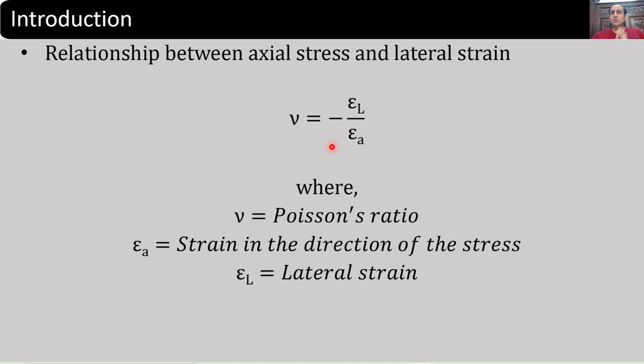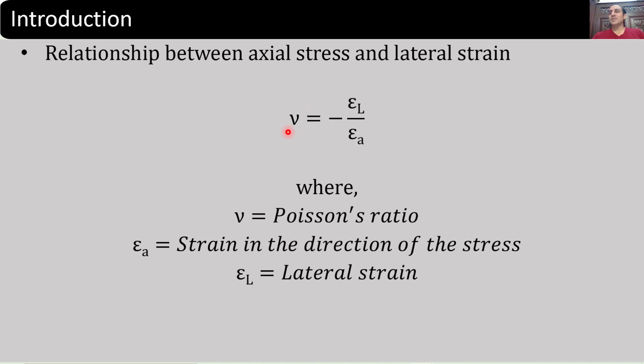If you don't have the value of Poisson's ratio, then the idealistic assumption is that you put the value of 0.3. Most of the materials have a Poisson's ratio in the range of 0.3. That is the average Poisson's ratio value. So if you are not given the value of Poisson's ratio in any question, then you can assume the value of 0.3.